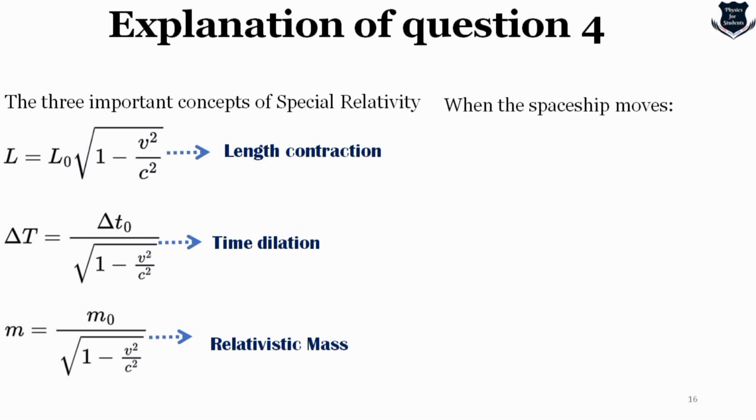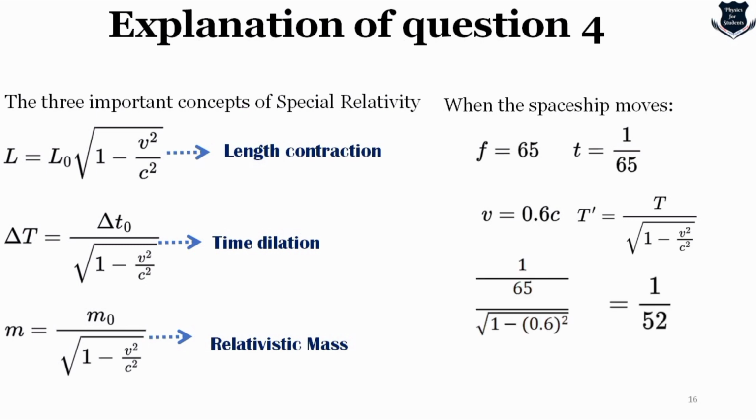Now when the spaceship moves, we are given f equals 65. That means we can take T equals 1 upon 65. V is already given as 0.6 C. We use the time dilation factor because we need to find the time, that is the heartbeat. So 1 by 65 is this, and what we get is T prime equals 1 by 52. That means 52 beats per minute, right? So this is very simple.